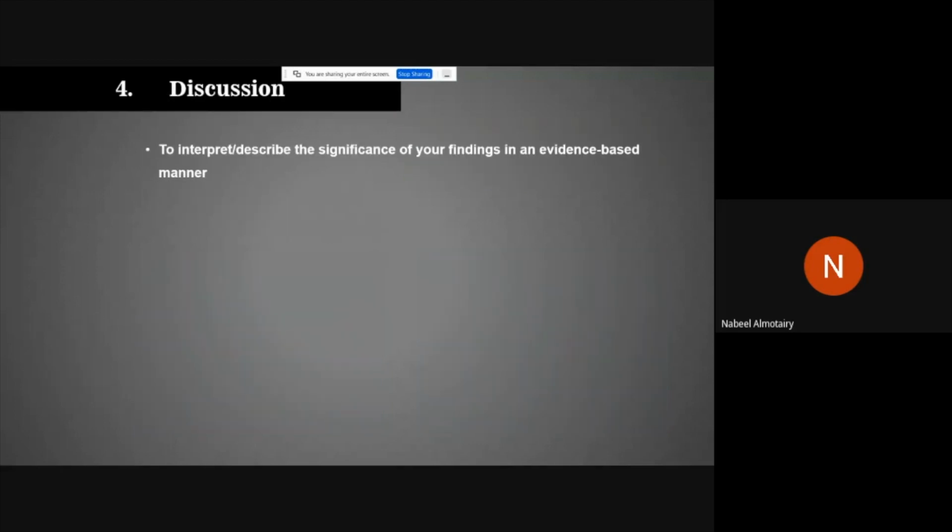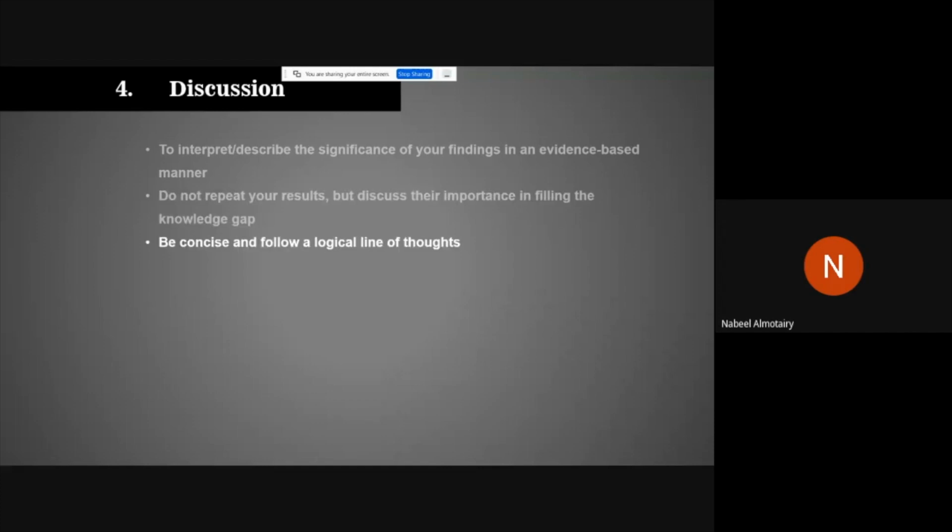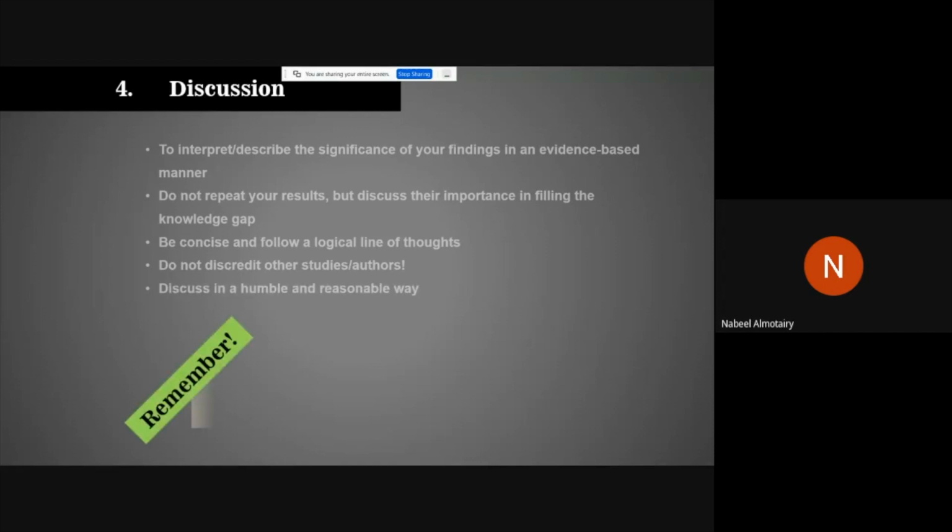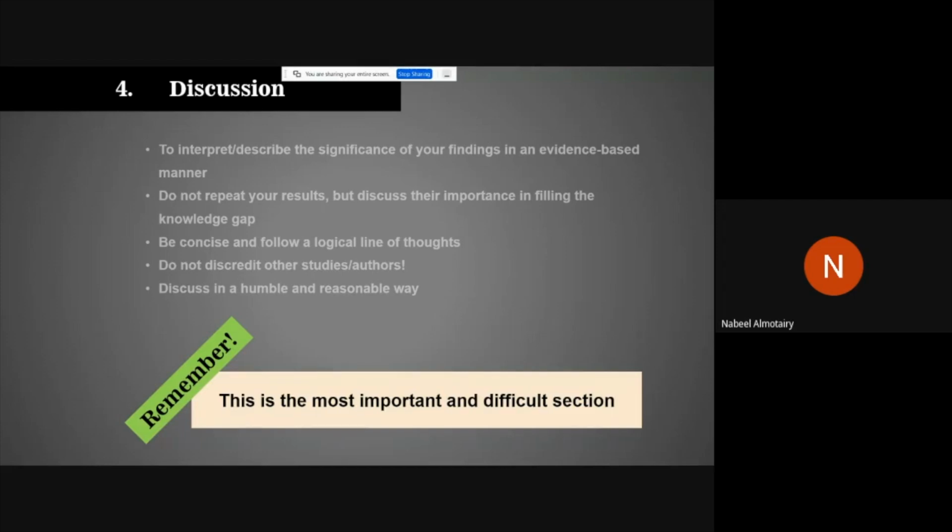Okay, now the discussion section. Here you interpret or describe the significance of your findings in an evidence-based manner. And it's important that you don't repeat the results, but discuss their importance in filling the knowledge gap. Try to be concise and follow a logical line of thought. And do not discredit other studies or authors. Just try to criticize the studies in a really professional manner. And it's important to discuss in a humble and reasonable way. And remember, this is the most important and difficult section of the research paper.